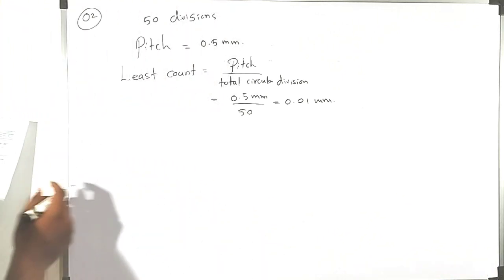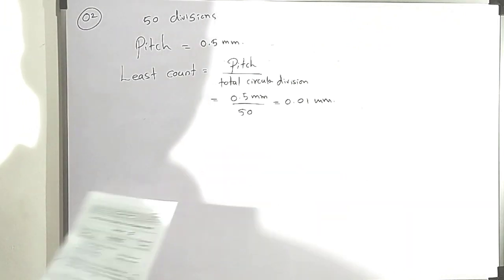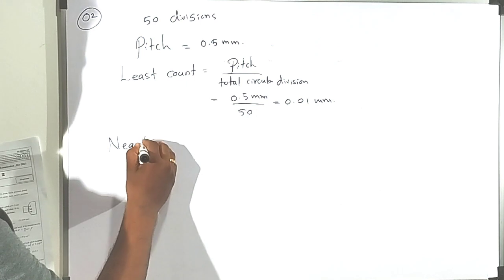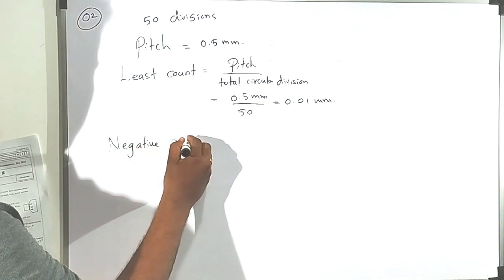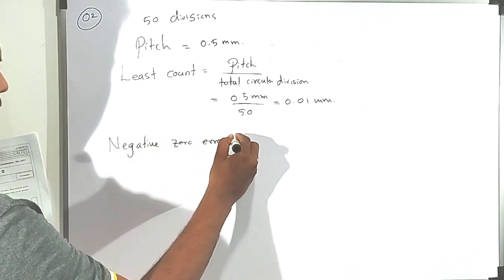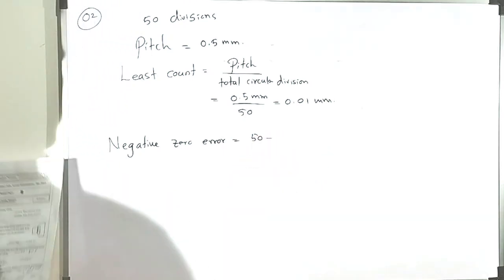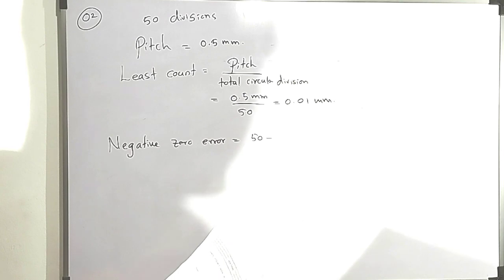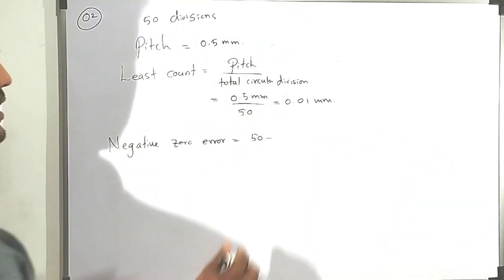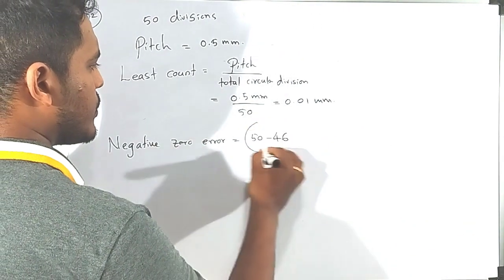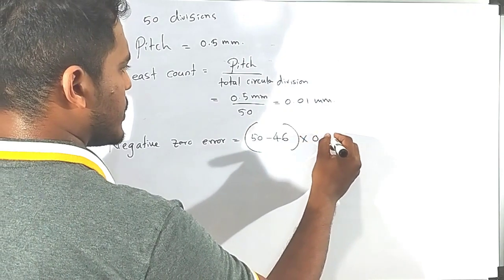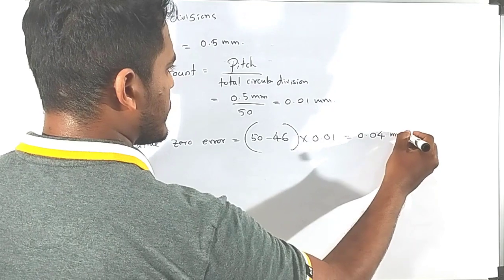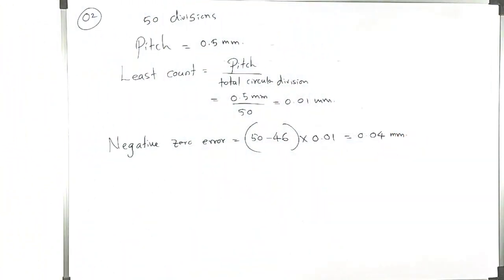Then according to the figure, the negative zero error equals 50 total divisions in the circular scale minus the coincided mark, which is 46, into least count. Least count is 0.01, so here it is 0.04 millimeters.